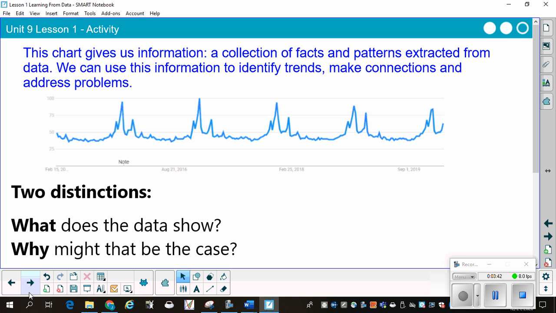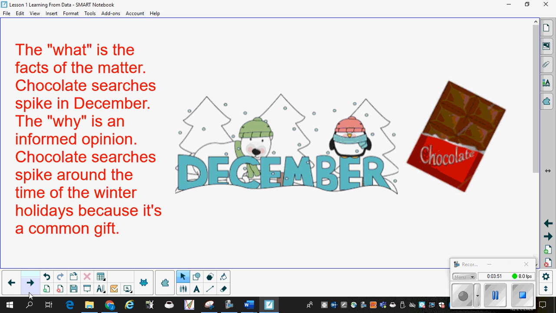Those are 2 very different and distinct questions. One is a fact, and the other is an opinion. The what is the facts of the matter. Chocolate searches spike in December. The why is an informed opinion. Chocolate searches spike around the time of the winter holidays because it's a common gift. It also spikes again in February, Valentine's Day.